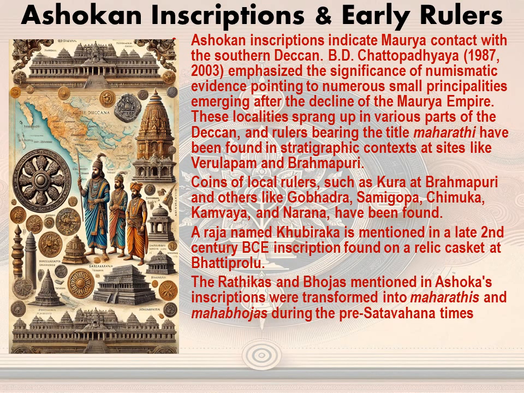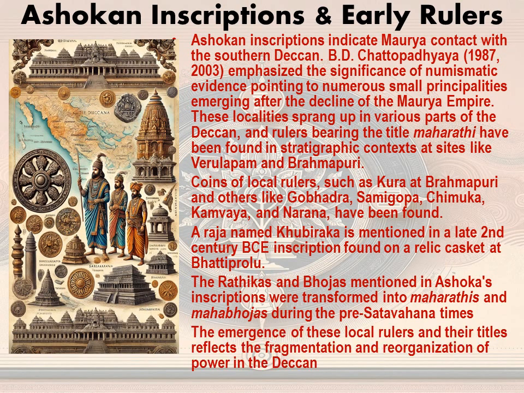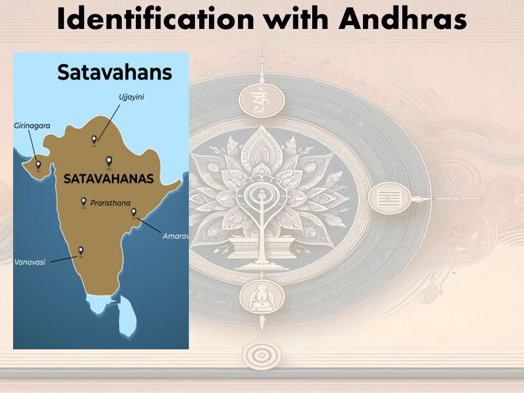The Rathikas and the Bhojas mentioned in Ashoka's inscriptions were transformed into Maharathis and Mahabhojas during the pre-Satavahana times. So during the pre-Satavahana times there were Rathikas and Bhojas, and they have been mentioned in inscriptions of Emperor Ashoka. The emergence of these local rulers and their titles reflects the fragmentation and reorganization of power in the Deccan. So there was constant change in Deccan politics, and that can be known from these various inscriptions and other sources.